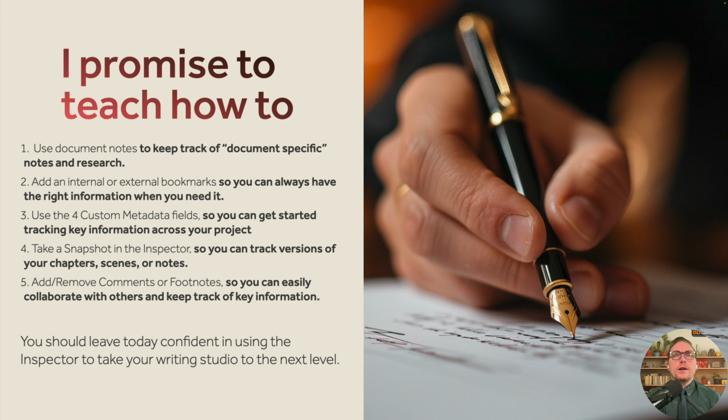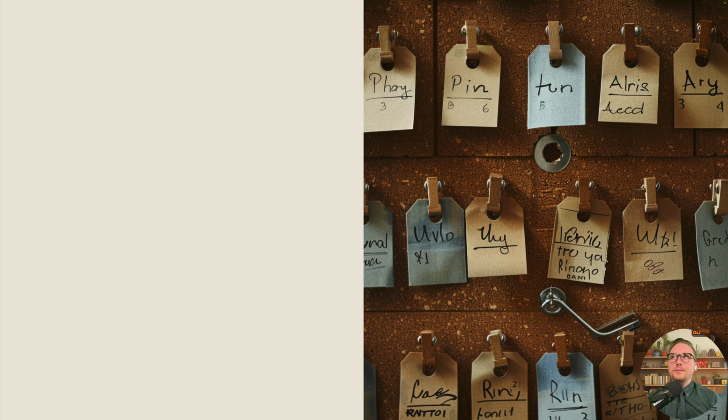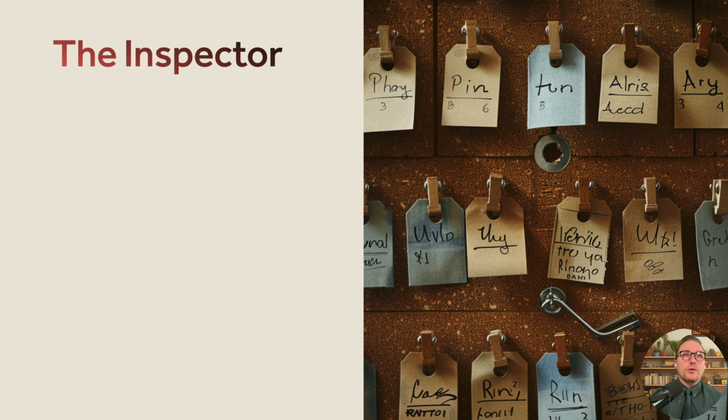So let's dive right in. Let's do this, okay? Now, first off, let's talk about the inspector and what it is. So the inspector is a tool located on the right panel in Scrivener, which lets you examine the currently selected folder or binder, or document in the binder.